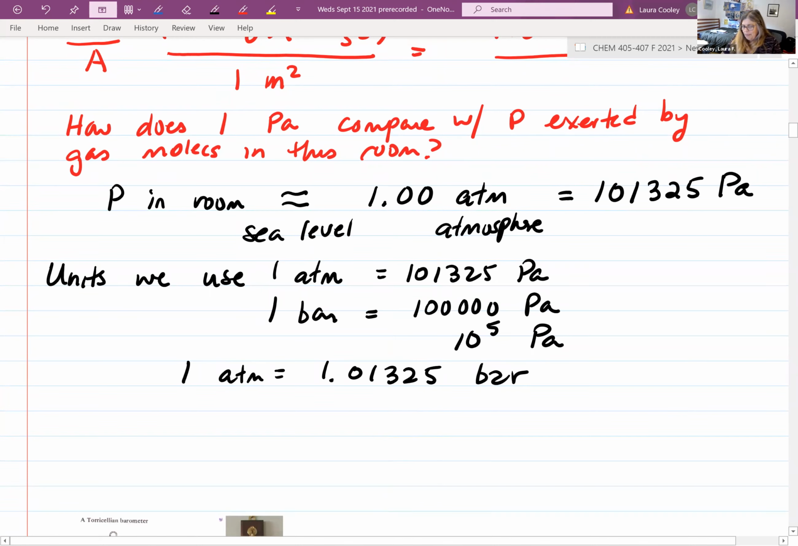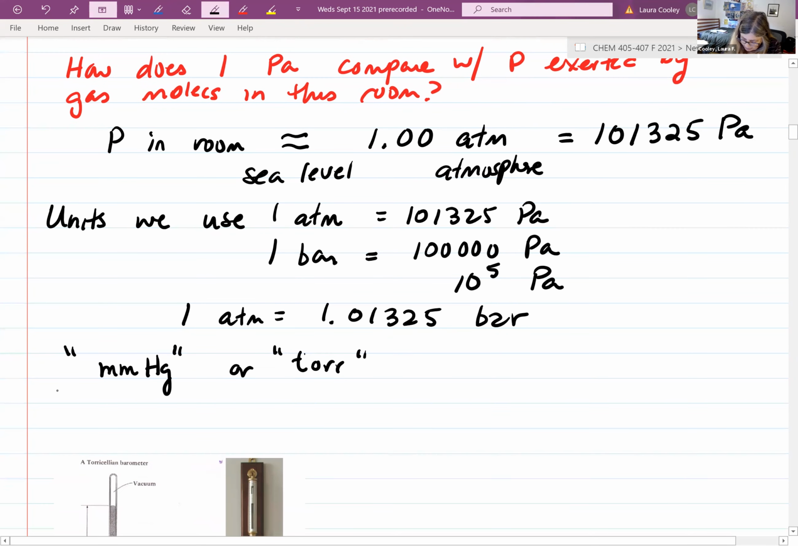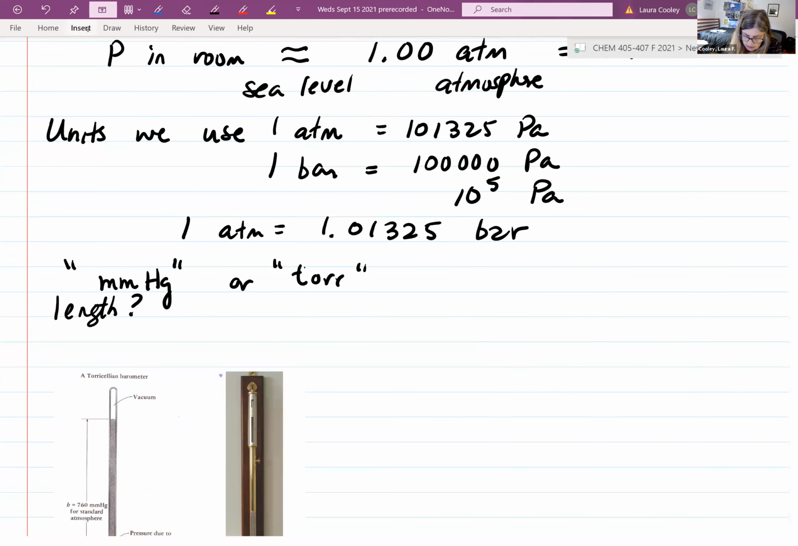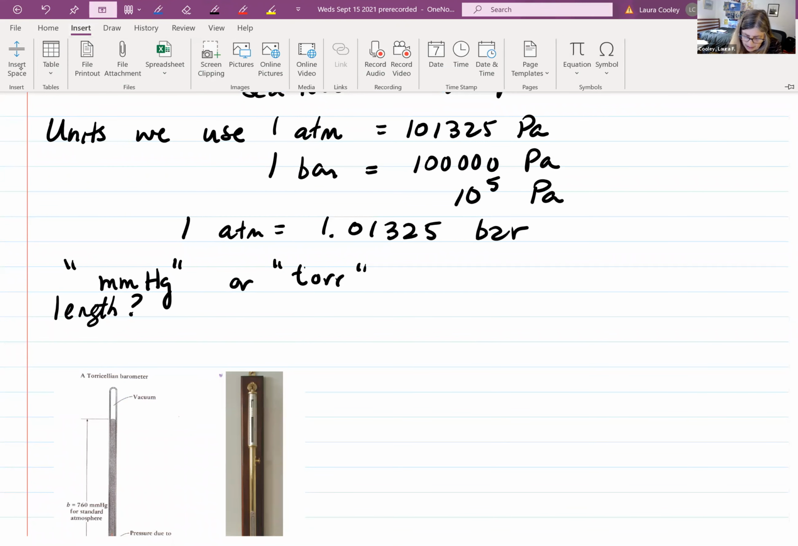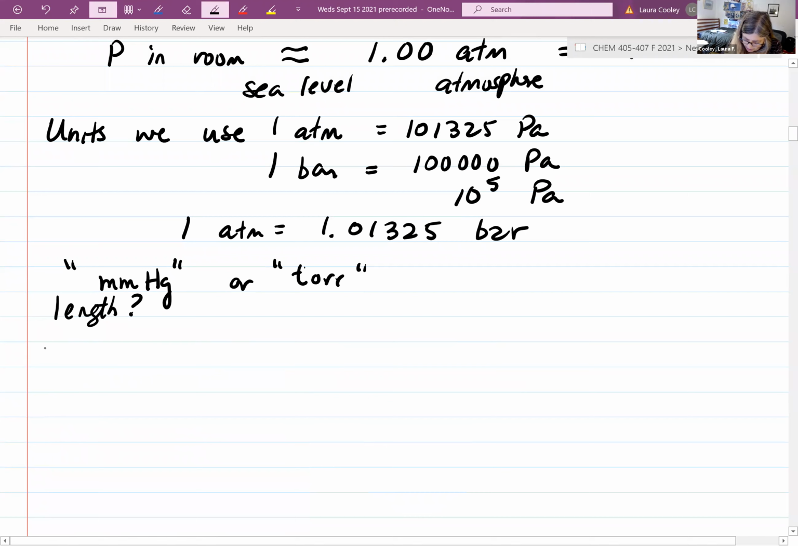Okay, all right. So those are units we use, but there's another unit we use, and that's called the millimeters of mercury, or the torr. Okay, let's give it a little t, even though it's named after Torricelli. Okay, and look at this. This is a length unit, right? How does a length unit come to be a pressure unit? Okay, so that's the next question. So why a length unit?